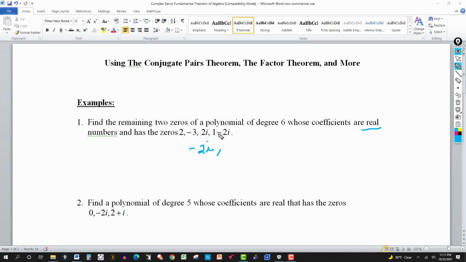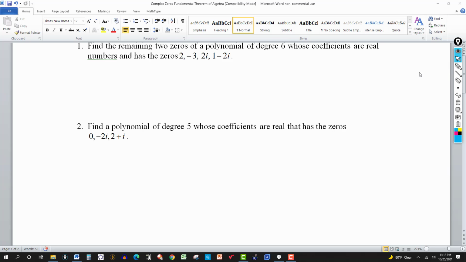And again, if 1 minus 2i is a zero, then the conjugate of that, which would be 1 plus 2i, would also be a zero. And that, of course, would be degree 6, because you've got 1, 2, 3, 4 given, and then the 2 we found here using the conjugate pairs theorem gives us 6, and that's what we expect at most. Since it's degree 6, we expect at most 6 distinct zeros. So let's clear this. Let's go to the next one.